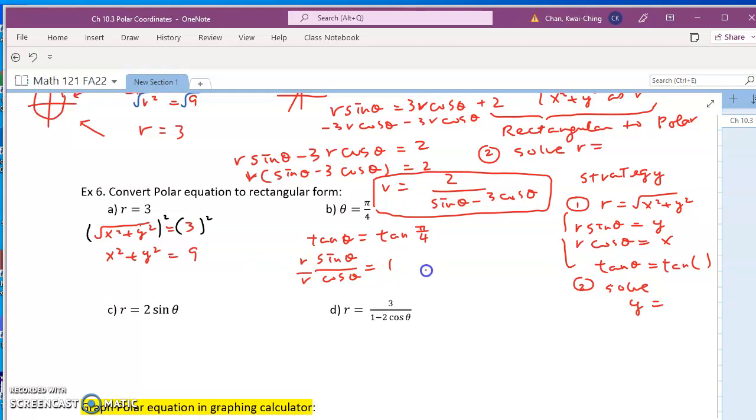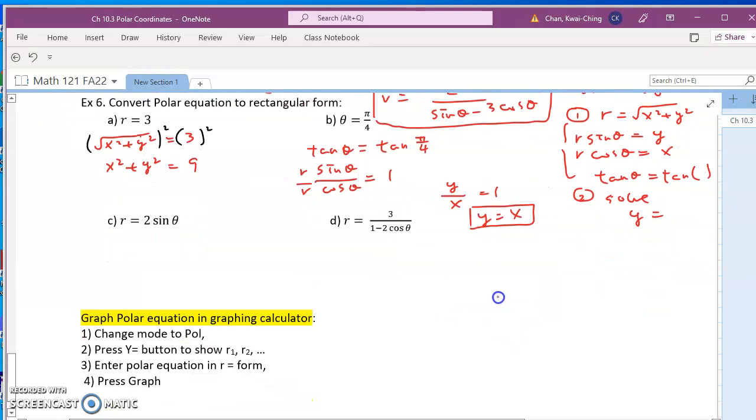It's an equivalent fraction. So then that would be r sine theta over r cosine theta, which is y over x, right? R sine theta is y, equal to 1. Make it nicer: y equal to x. So this is just a line that goes through the origin, y equal to x, the rectangular equation.